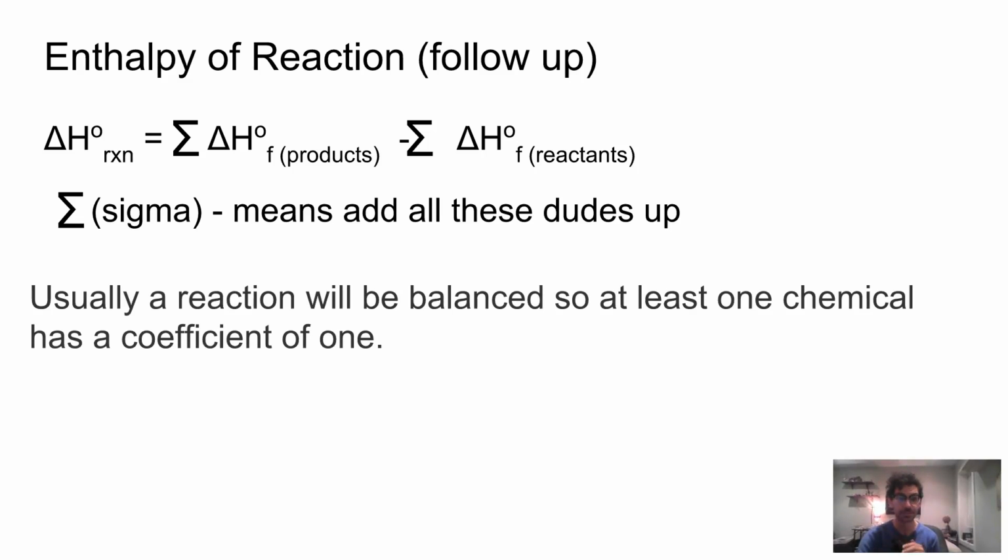Hold on, let's get this finished. And so the last thing I will say is that usually a reaction will be balanced so that at least one chemical has a coefficient of 1. And if we're studying a particular chemical, we're going to want to set up our balanced equation so that that chemical has a coefficient of 1. For instance, if I were thinking specifically about water, I would want to make sure that my coefficient of water was 1, so that when I do calculations, it's kilojoules per mole of water. And even though that gives me a 1/2 coefficient in front of oxygen, that's okay in this situation.